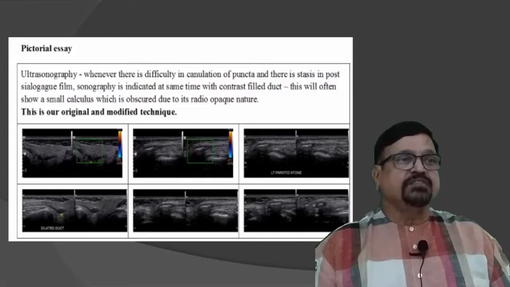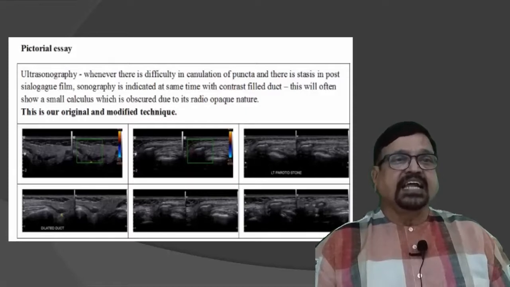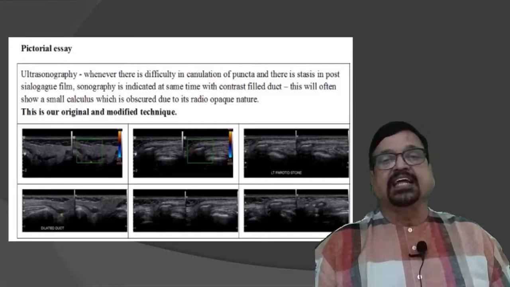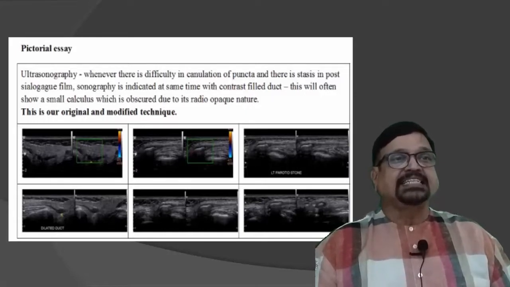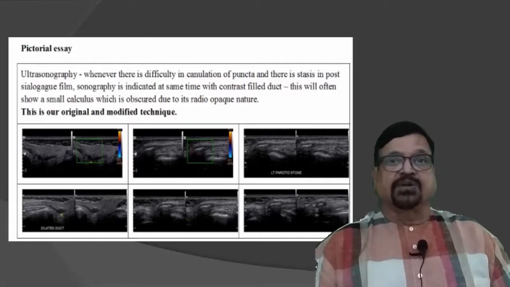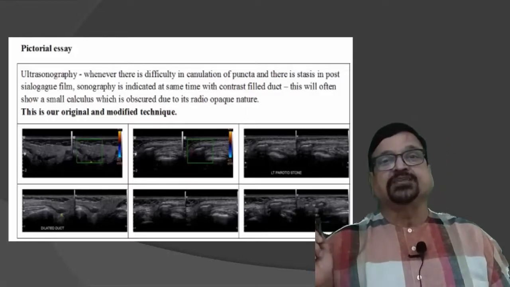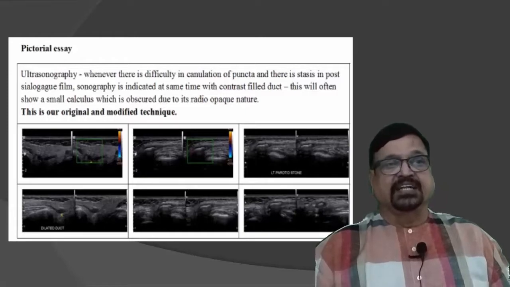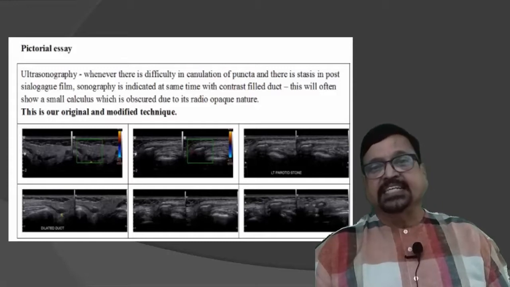Now, this is ultrasonography. Whenever there is a difficulty in cannulation of puncta and there is stasis in the post-sialogram film, these are the two main indications when you will have to go back to your ultrasound room. Ultrasonography is indicated at the same time with the contrast-filled duct. When the duct is filled with the contrast, when you have completed the procedure, we are just taking the patient to the ultrasound room and seeing the duct. This gives us a beautiful idea about the strictures, and this technique is modified by us in combination with sonography.